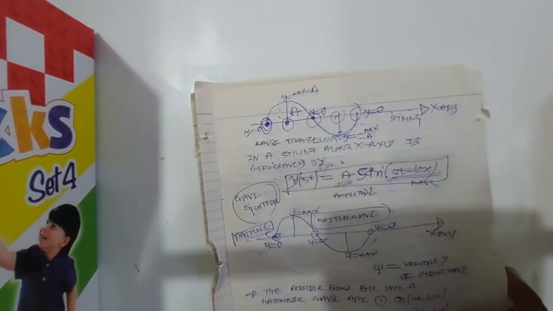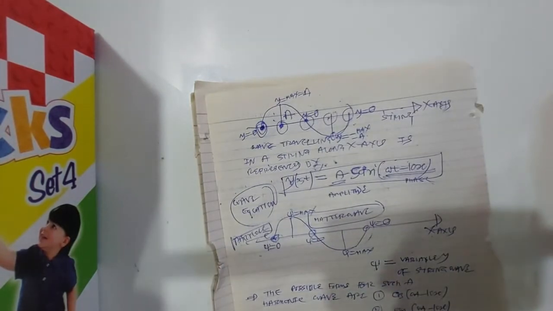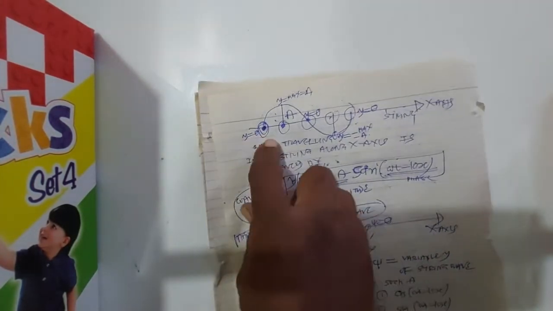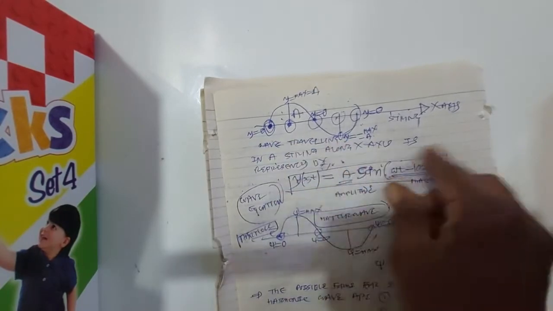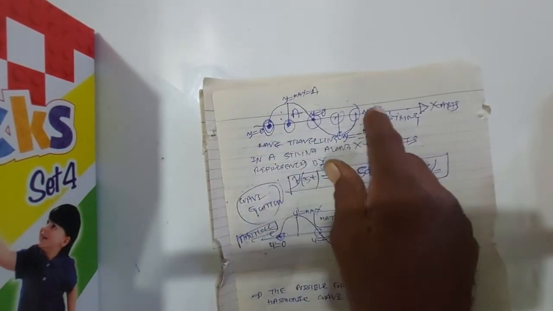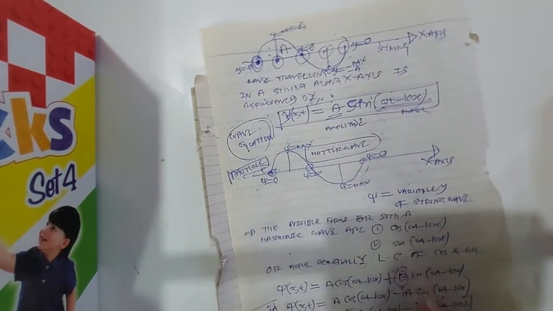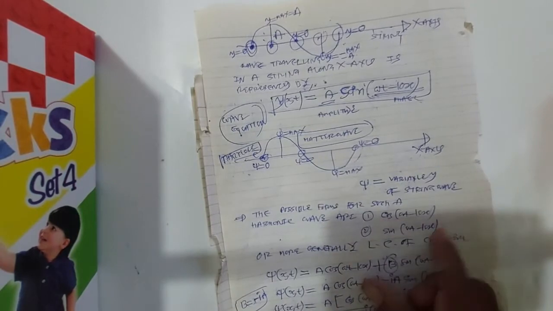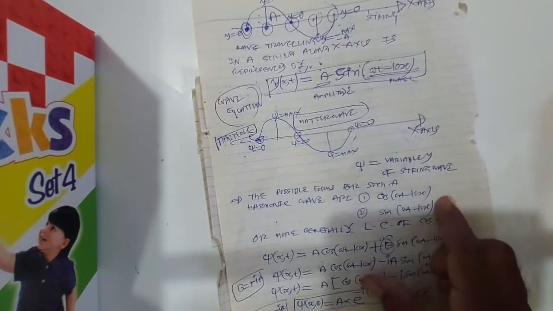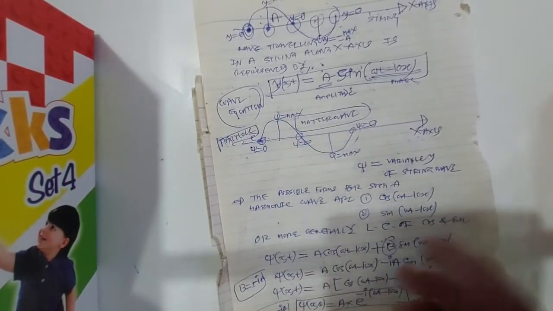So as I told you, the harmonic progressive wave traveling in a string is represented by the wave equation y = A sin(ωt − kx), and the matter wave associated with a particle like an electron is represented by a cosine wave or sine wave or a linear combination of cos and sine.